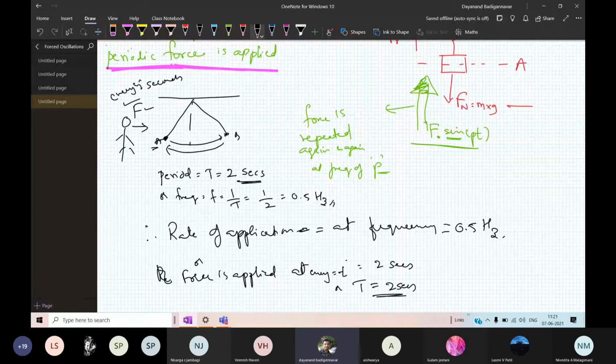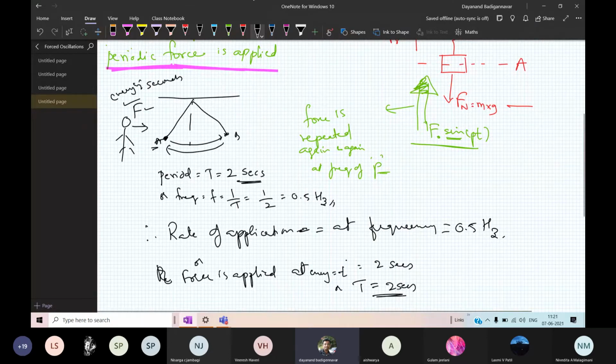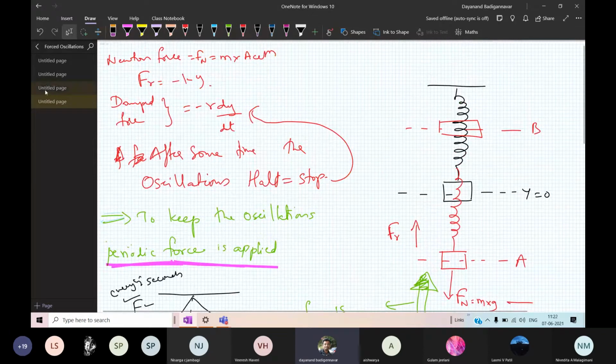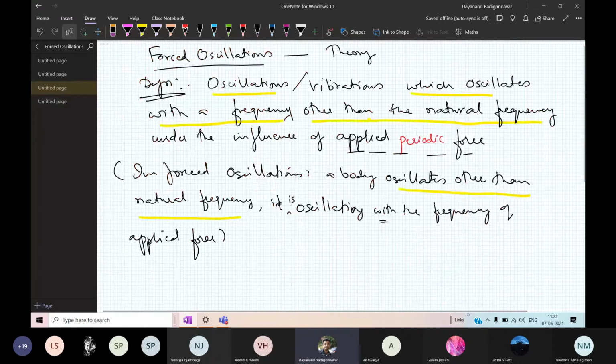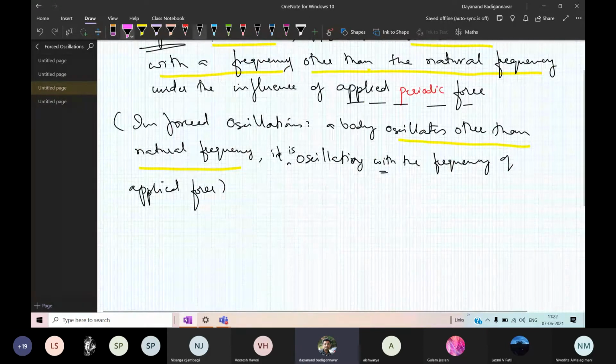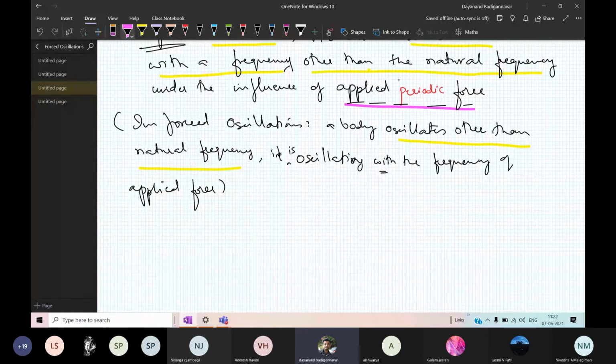Therefore, I say the oscillations are in periodic manner. The applied force is in periodic manner. Applied periodic force. Keep in mind, this is the reason why we have to apply the force, to keep the oscillations in a periodic manner. Okay, now look at this equation here.